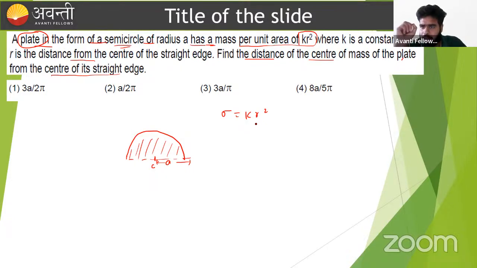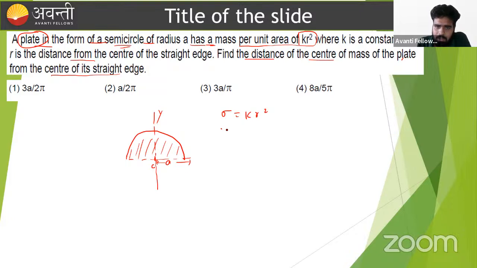We know that the center of mass always lies on the axis of symmetry of the body. So by keen visualization, we can say the center of mass lies on the y-axis. But exactly, we don't know what the distance is from the center of the semicircle. One thing we can say here is the area of this semicircle.